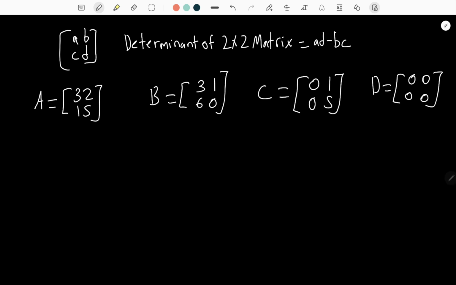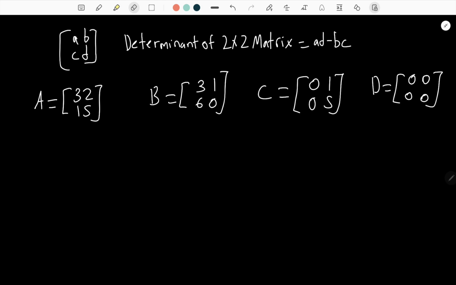Here we have 4 matrices. Let's start with A. A is 3, 2, 1, 5, and as we know from the formula, it will be 3 times 5 minus 2 times 1, sorry. Let's just do that, it's very simple. 3 times 5 minus 2 times 1, and that will give us 15 minus 2, 13, and the determinant of matrix A is 13. Let's move on to matrix B.